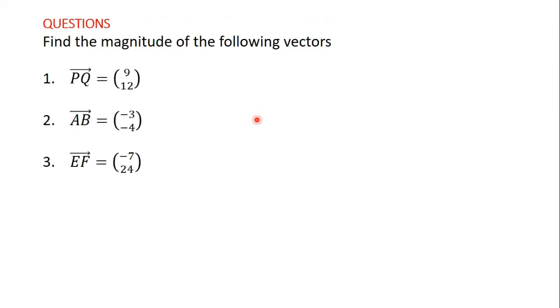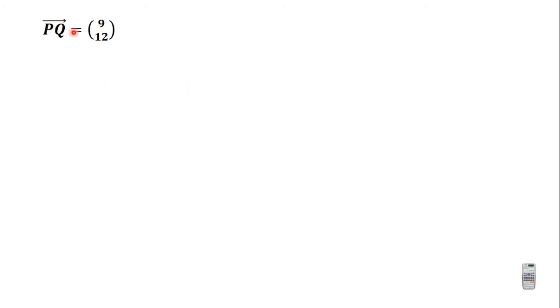Find the magnitude of the following vectors. PQ is (9, 12), vector AB is (-3, -4), vector EF is (-7, 24). Let's take the first one, vector PQ (9, 12). As we said, the magnitude of this vector PQ is written as PQ with bars around it. It's equal to the square root of the x component squared, so 9 squared, plus the y component squared, 12 squared.